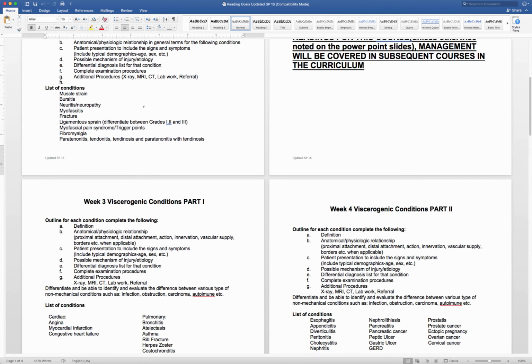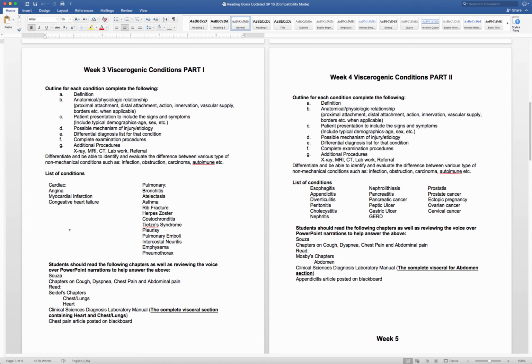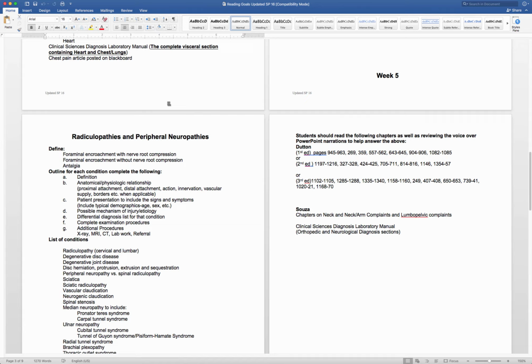So then as we look into the following weeks, week 3, viscerogenic conditions. So looking at the list of conditions, you'll once again go through the definition, the anatomical or physiological relationship, all the way through this, utilizing these sources to be able to answer those questions. And that would continue week for week throughout the entire quarter.